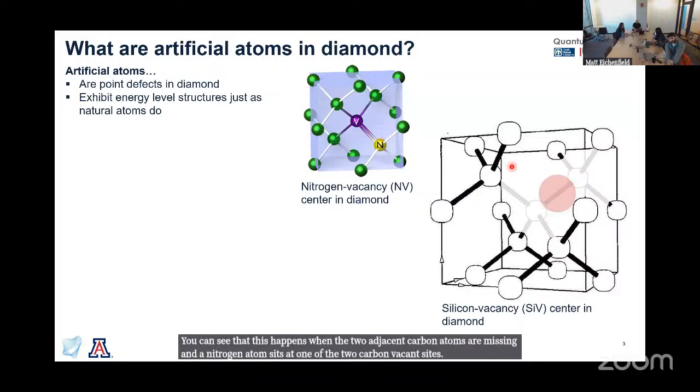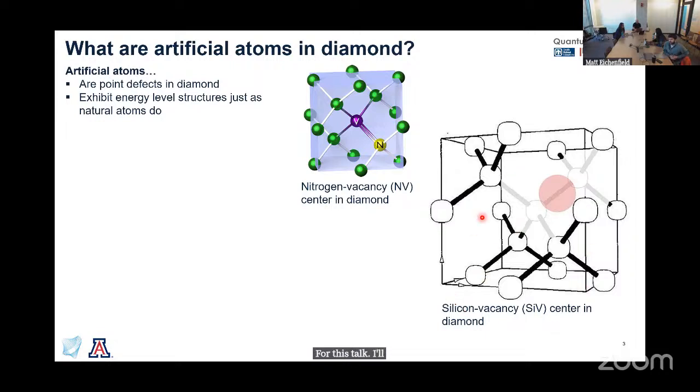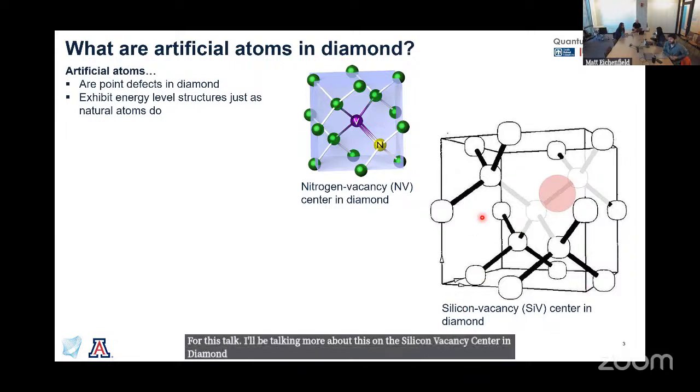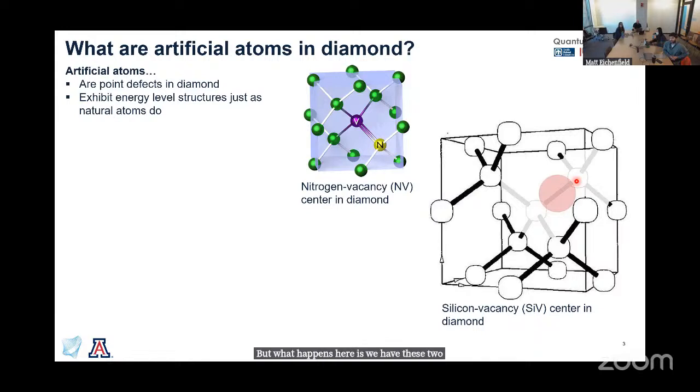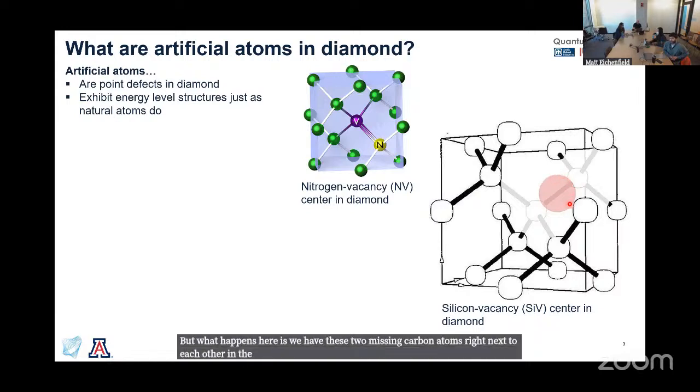For this talk, I'll be talking more about this one, the silicon vacancy center in diamond. This geometry holds for a lot of different vacancy centers. They're called the group 4 vacancy centers, so in addition to silicon, that's tin, germanium, and lead. But what happens here is we have these two missing carbon atoms right next to each other in the lattice, and instead we have a silicon atom that sits in between the two vacant sites, so not at one of the vacant sites, like in the nitrogen vacancy center.